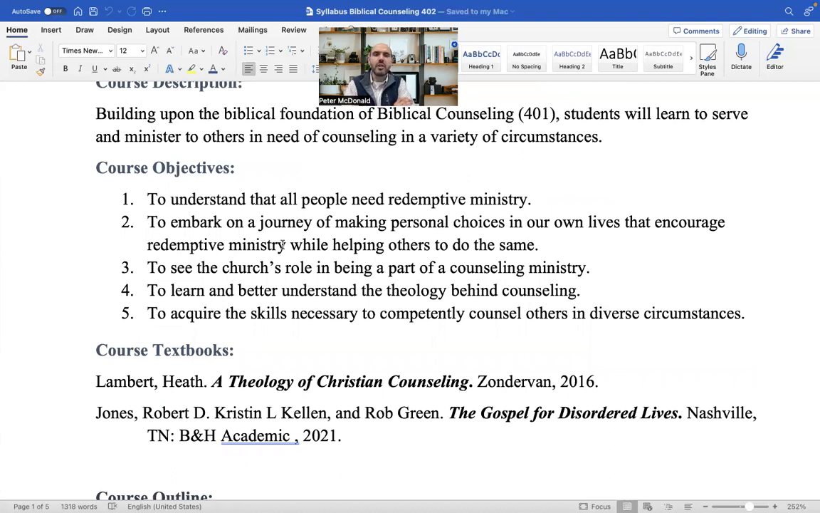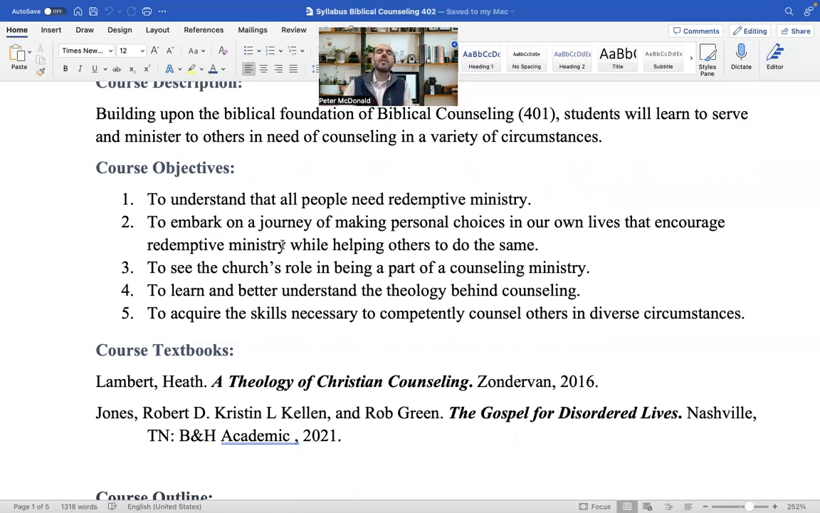We want to embark on a journey of making personal choices in our own lives that encourage redemptive ministry while helping others to do the same. So, just as we're going to minister to others in this course, I'm really encouraging you to receive personal ministry yourself. We're going to embark on that journey of helping others, but remember that the healthiest of counseling ministries are those that have healthy counselors.